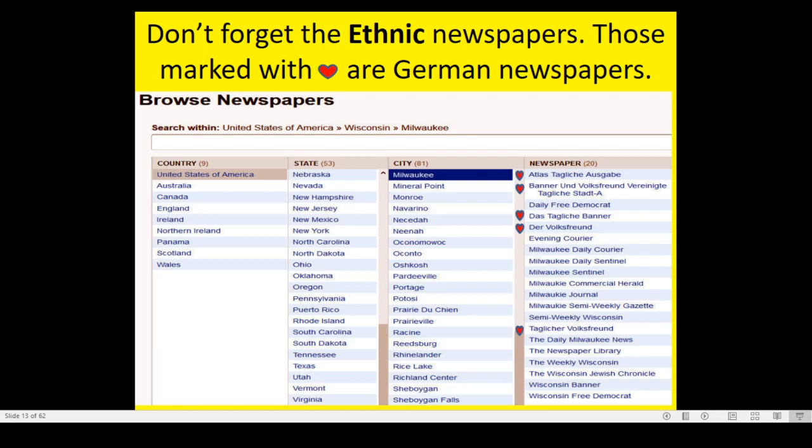So don't forget ethnic papers. I marked these here with a heart to show these are German. And this is in doing a search for Milwaukee, Wisconsin. And so there's 5 German newspapers there.